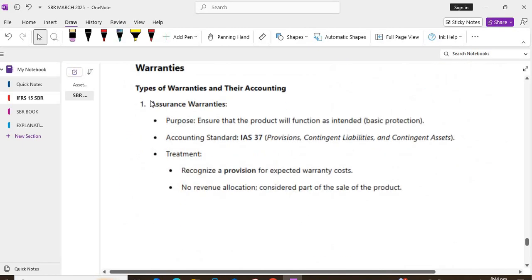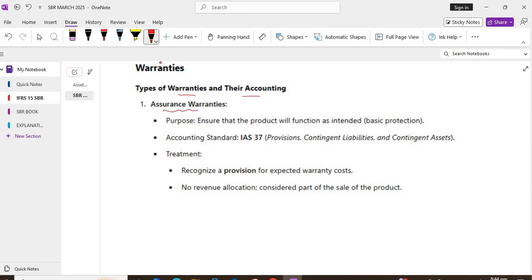Now let's talk about warranty. Types of warranty and their accounting. Okay, assurance warranty: the purpose is to ensure that the product will function as intended, basic protection. So the accounting is under IAS 37. You will recognize a provision for the expected warranty cost, because this is not a distinct good or service, and there is no revenue allocation; it is considered part of the sale of the product. So that will be included in the product price.